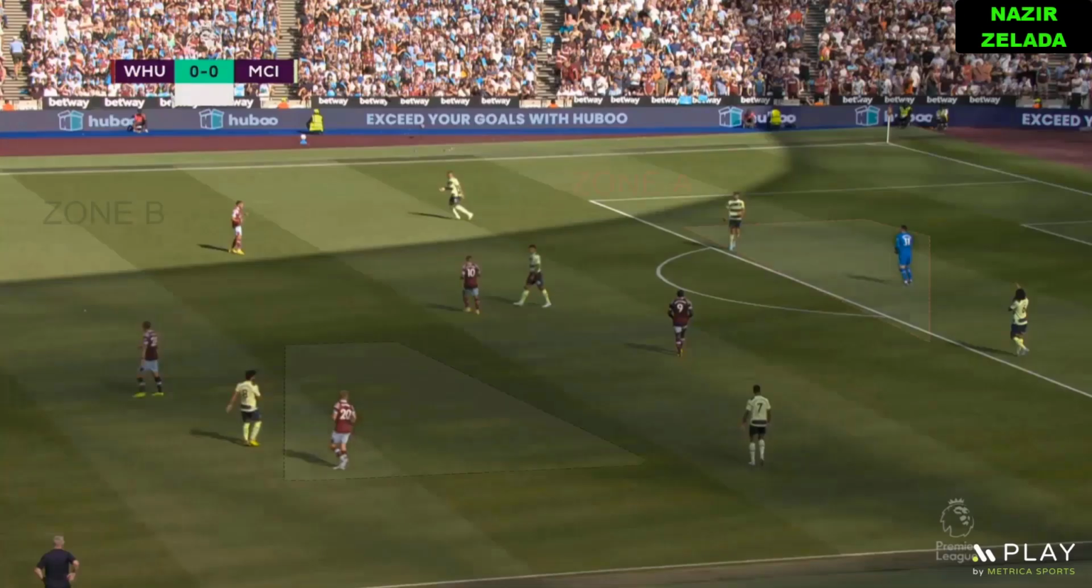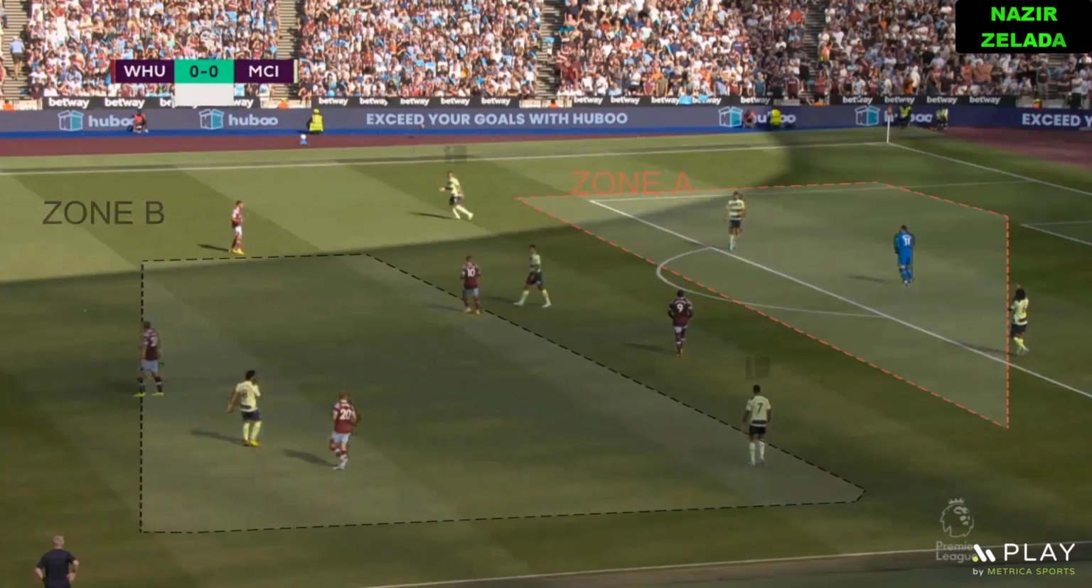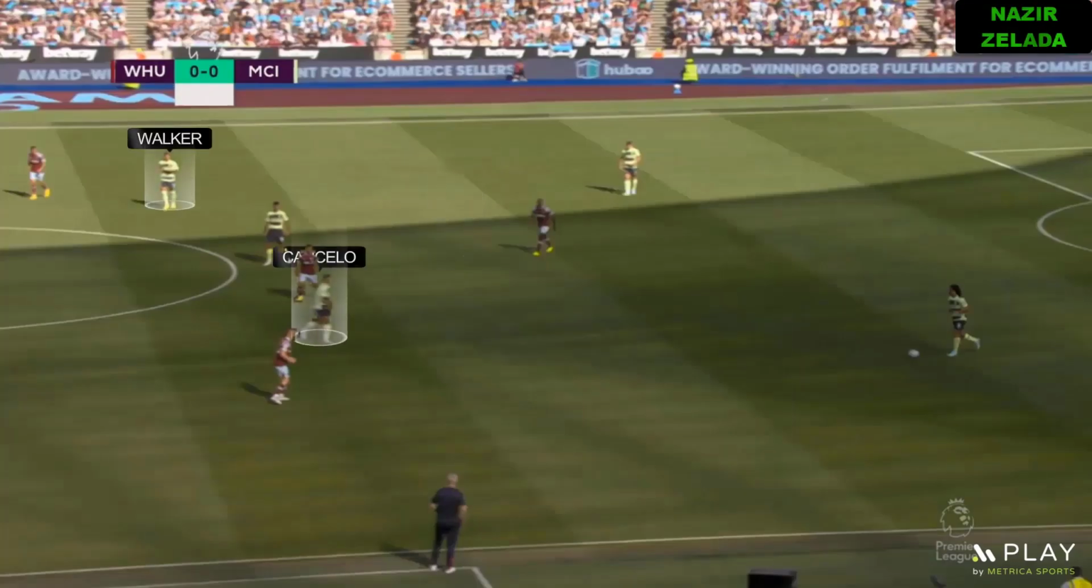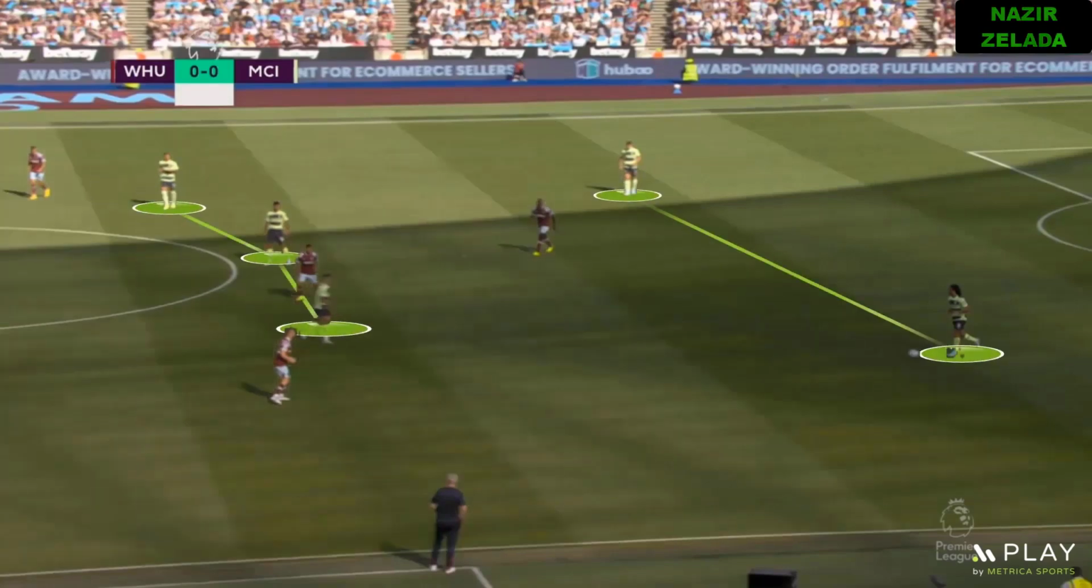To start this phase, they didn't have troubles in Zone A because West Ham didn't press high. However, when the ball was in Zone A, the fullbacks were in a wide position. When Man City progressed to Zone B, the fullbacks were playing in a narrow position, and this gave them numerical superiority in this zone. Therefore, Man City's structure was 2-3-5.